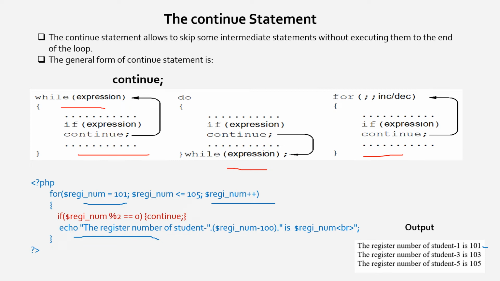So here 102 will not be displayed. Again incremented by 1, so that will be now 103. 103 modulus value is not equal to 0, that's 1. Continue, it's 1 in the sense, the next statement will be executed. Again like that, we will get only odd numbers displayed. This is about the continue statement.